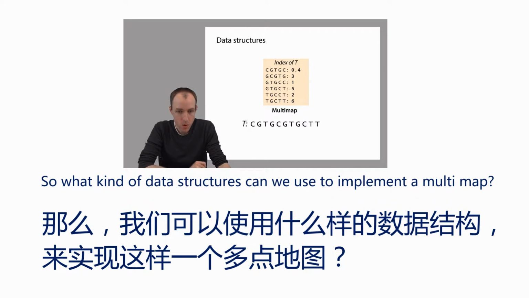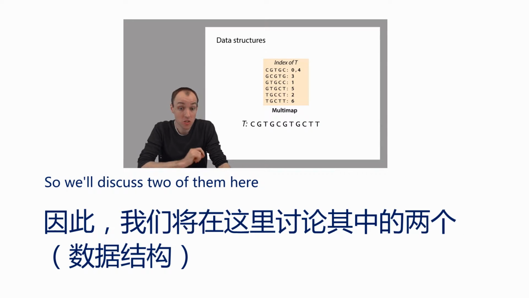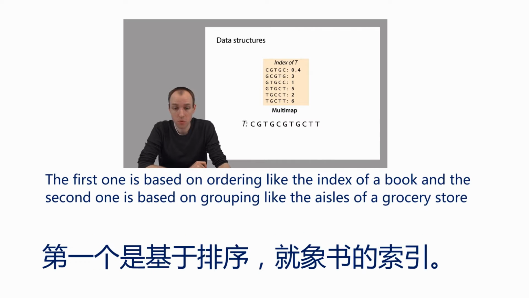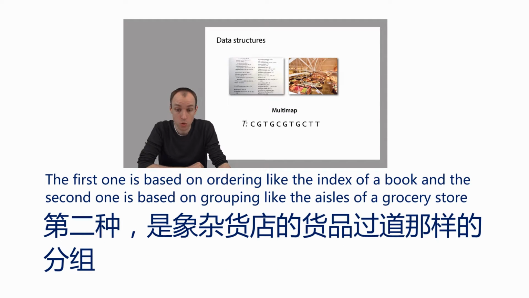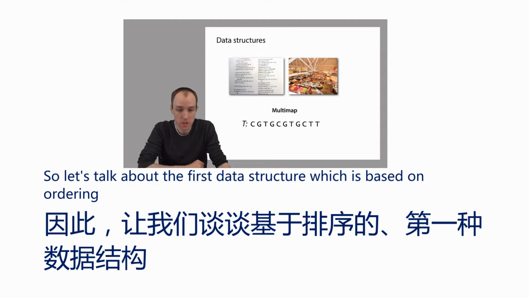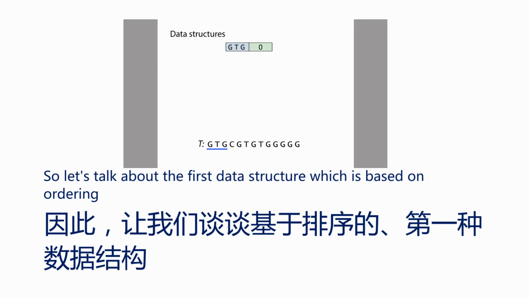So what kind of data structures can we use to implement a multi-map? So we'll discuss two of them here. The first one is based on ordering, like the index of a book, and the second one is based on grouping, like the aisles of a grocery store. So let's talk about the first data structure, which is based on ordering.